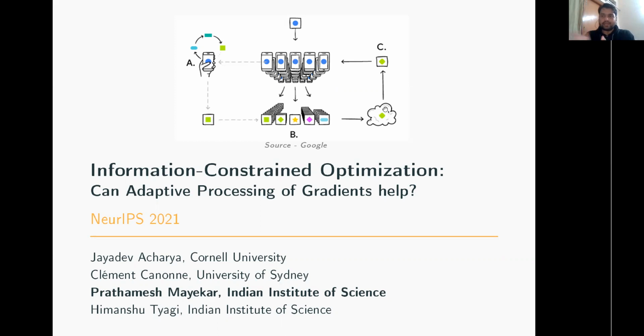What we ask in this study is: at various iterations of your machine learning model training at the server, if the processing mechanism you use to process the gradients is adaptively changed, does that help you to train your models faster?